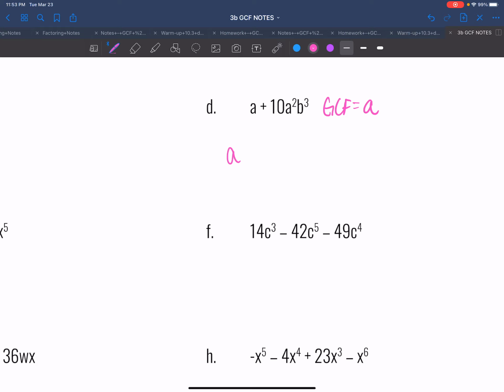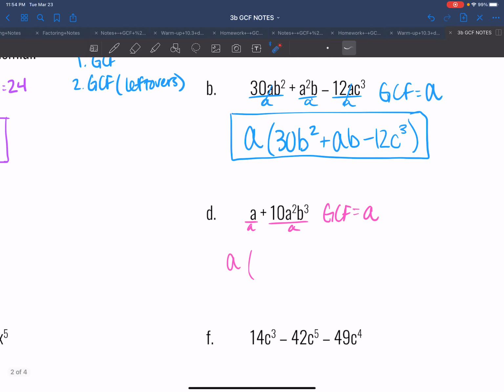Now when we go to write our answer, A and then parentheses with the leftovers. A divided by A is 1. Yes, they cancel. When things cancel like this, that means they become 1. So I want to go back up here real quick. When these A's canceled, because there were other pieces to the term, we just wrote those other pieces. But in reality, when we do A divided by A, that's a 1.